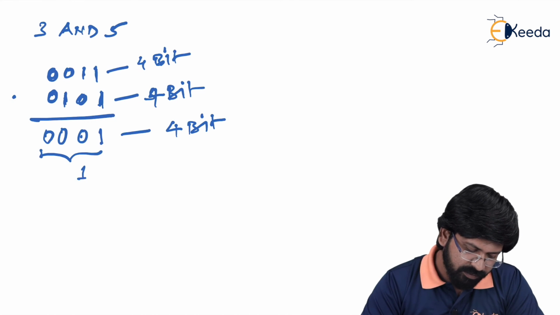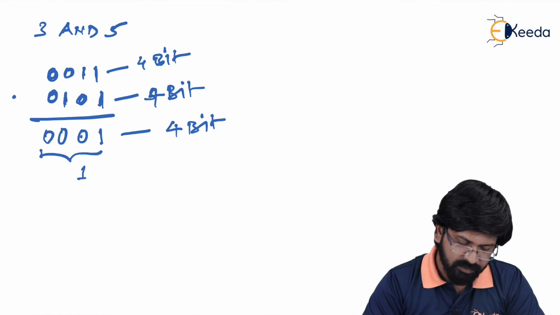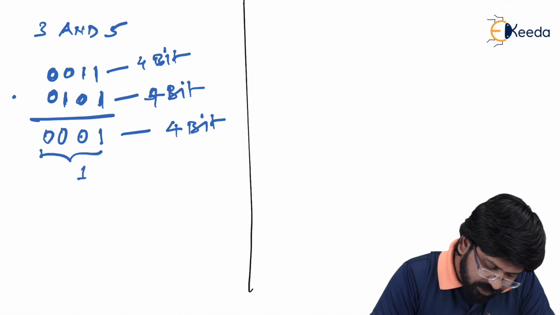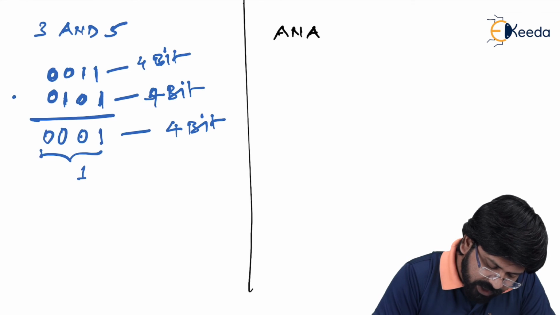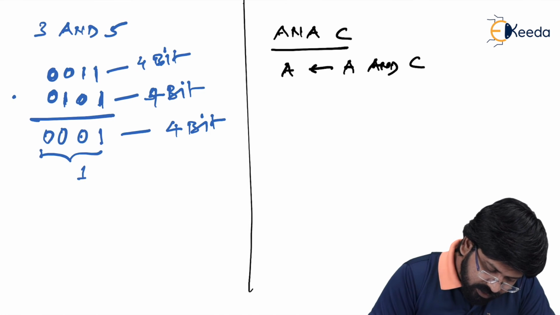Now let's go ahead with the next instruction, with the AND instruction only. So what we have seen is how the AND instruction works. For example, if I write ANA C, what it does is it logically ANDs the content of C with A, and the answer goes to A. So this is the first instruction that we have already seen.